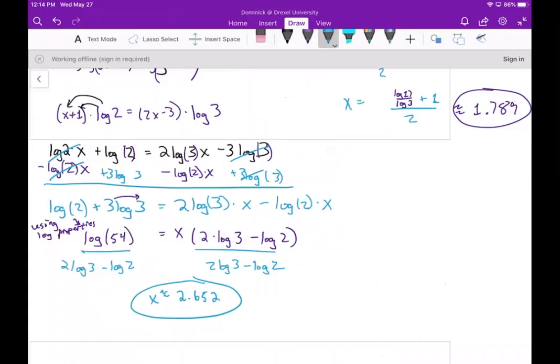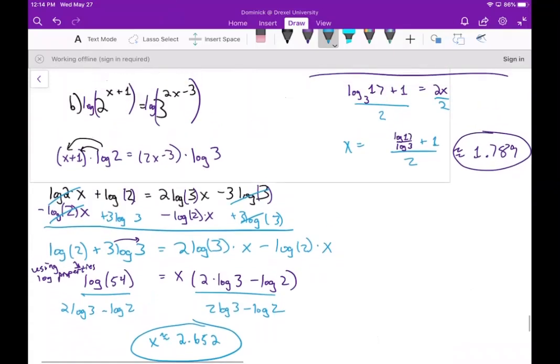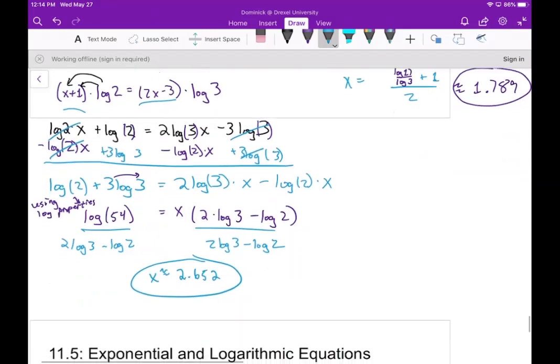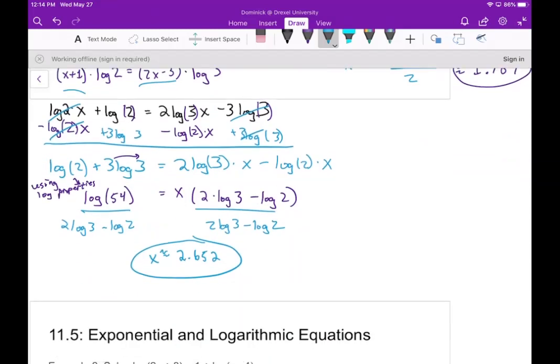All right, so that one is a little bit more gross, but again, we didn't really do anything that hard. We took a log at the beginning to get rid of the powers, so that they came out front. And then the rest of it was just algebra. It was just messy because we had logs in it. But so we get x is equal to 2.652.